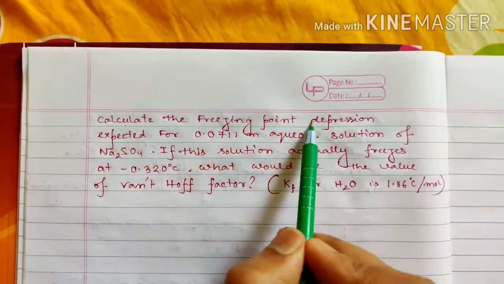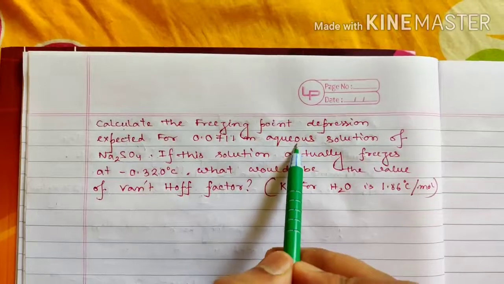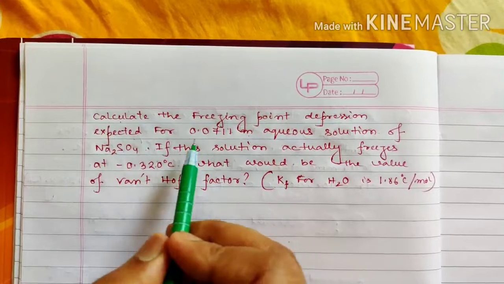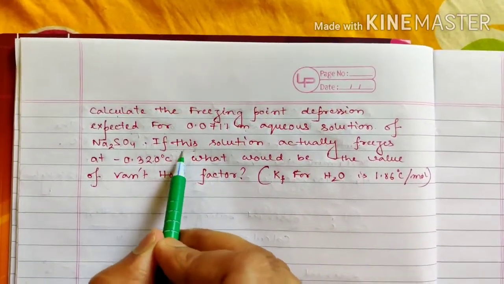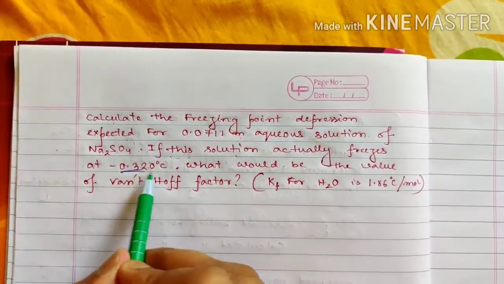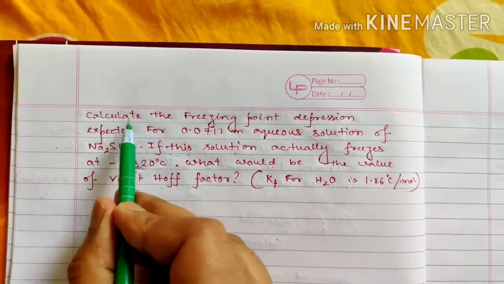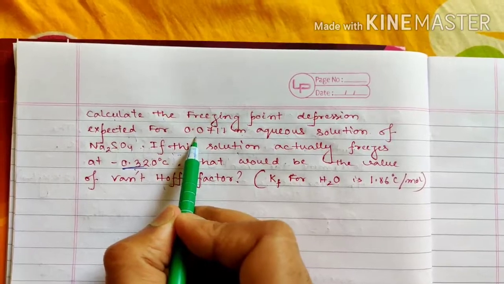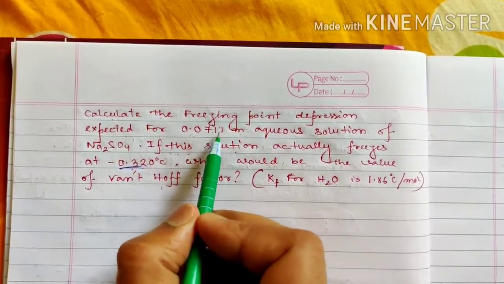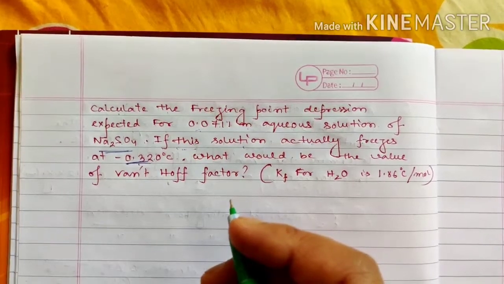Calculate the freezing point depression expected for a 0.0711 molal aqueous solution of sodium sulfate. This much is pretty simple. Now the twist in the tail: if this solution actually freezes at this temperature, which is the actual freezing point, what would be the value of the Van't Hoff factor? So let us find this out first. Calculate the freezing point depression of an aqueous solution with concentration 0.0711 molal. Remember, it is sodium sulfate.